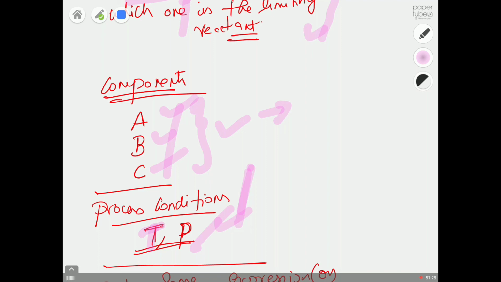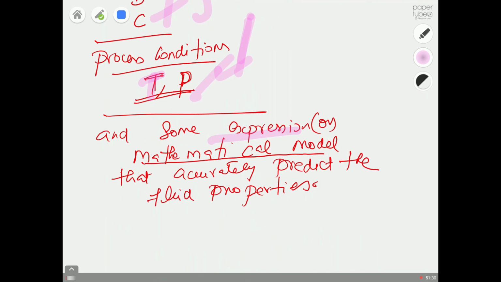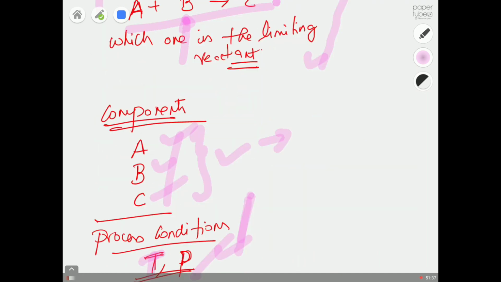And also we need some mathematical expressions, or a model if you want to call it that, that can accurately predict your fluid properties. So what is this A, B, and C? A is not a specific fluid, it's just a notation. A is some fluid, it has to have some particular properties, and B is some fluid with some particular properties, and C is some component with some particular properties. Yeah? So we need some expression that allows us to accurately predict the fluid properties.